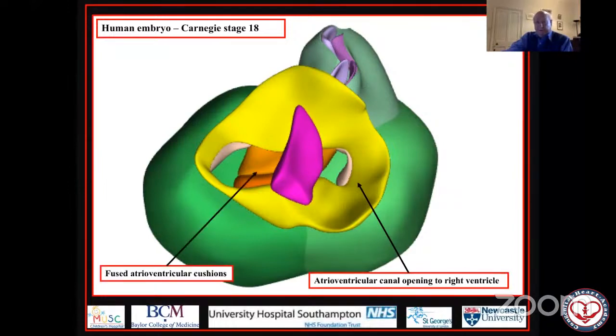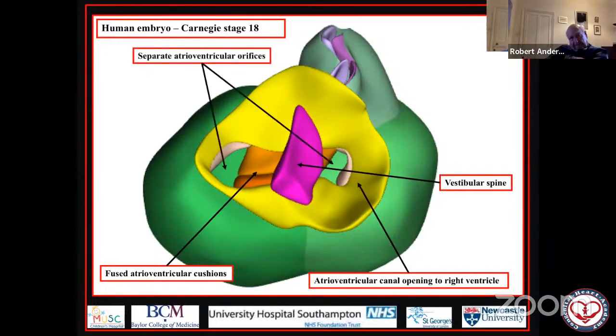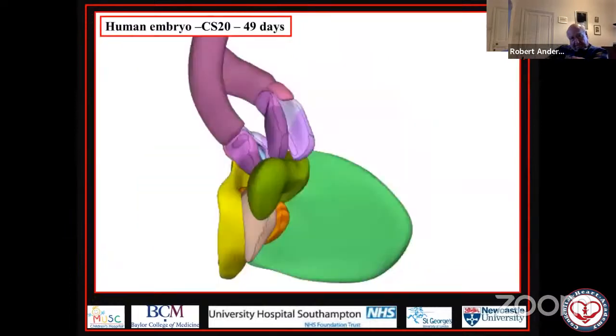We can also see that the cushions separating the atrioventricular canal have themselves fused. They've draped themselves across the crest of the ventricular septum. Growth of the vestibular spine has produced the buttress of the atrial septum, and now we have separate atrioventricular orifices so that each ventricle now has its own inlet. But as yet, the left ventricle has not got its own outlet.